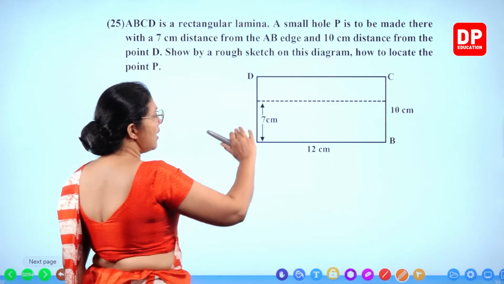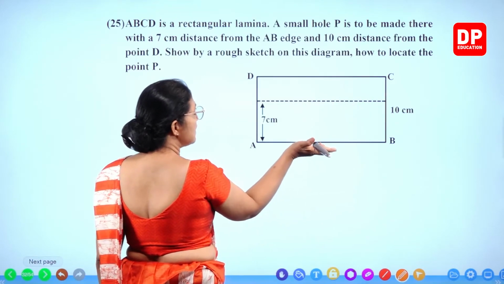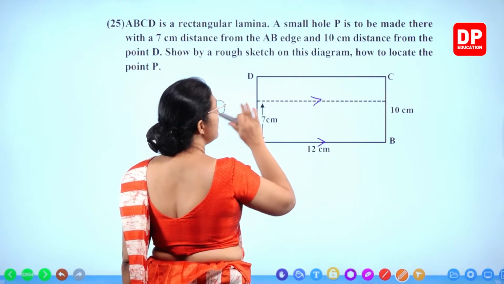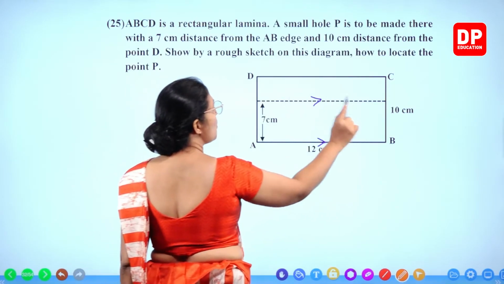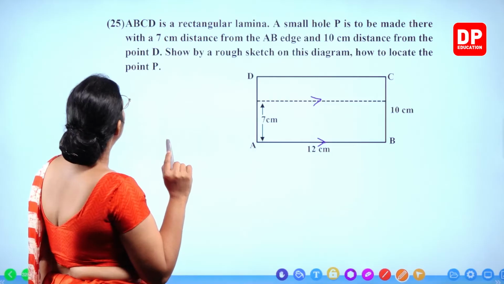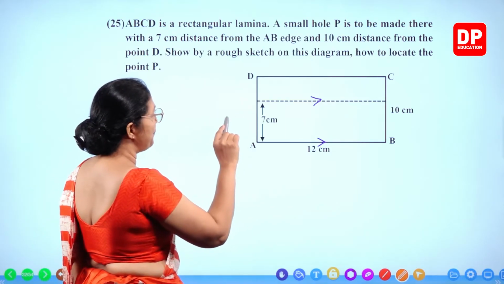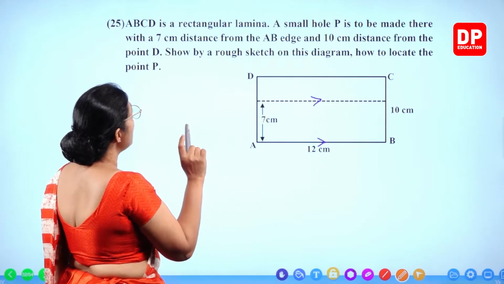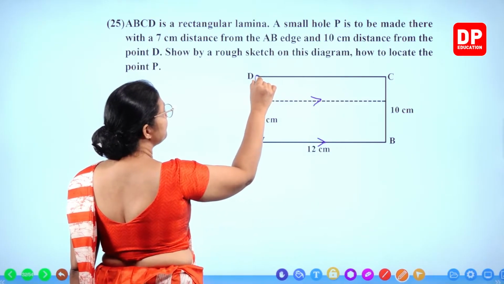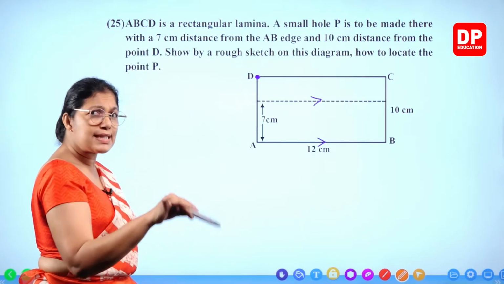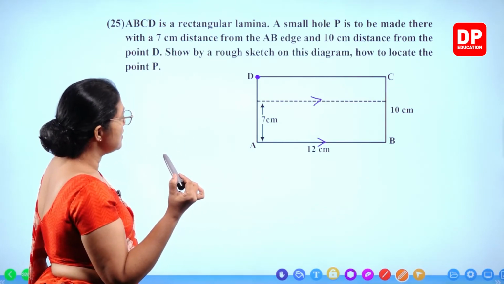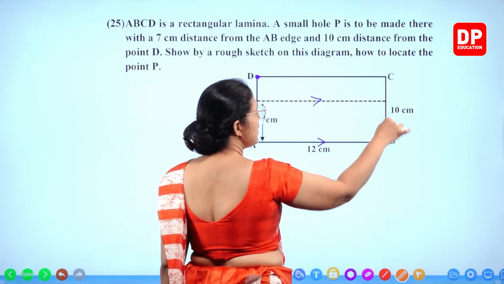So this is already done. The first part, 7 centimeters away from AB. That's a parallel line drawn parallel to AB. That's there, so the hole should be on that line. And the other condition is 10 centimeters from D. So what you have to do is draw a circle with center D. The radius of the circle is 10 centimeters. Here we can see this whole thing is 10.